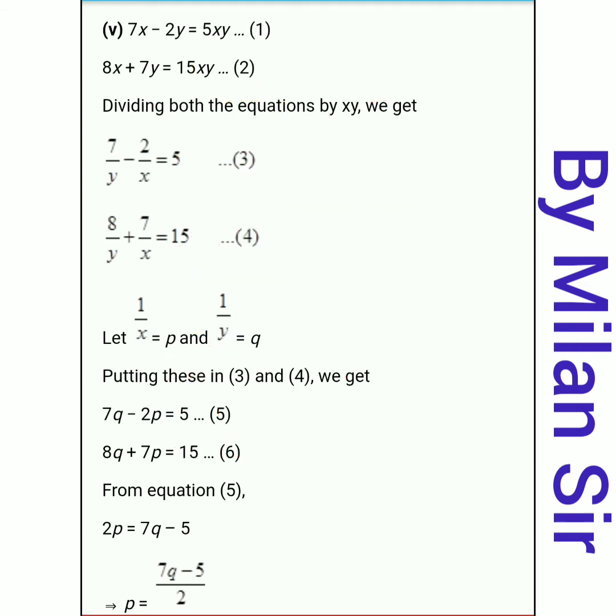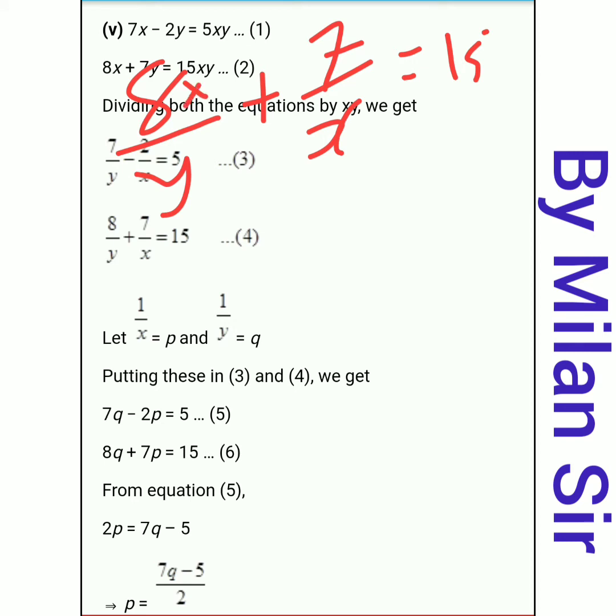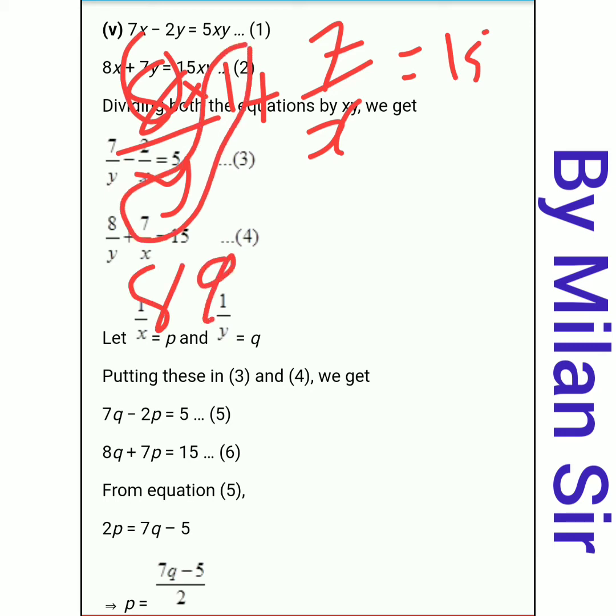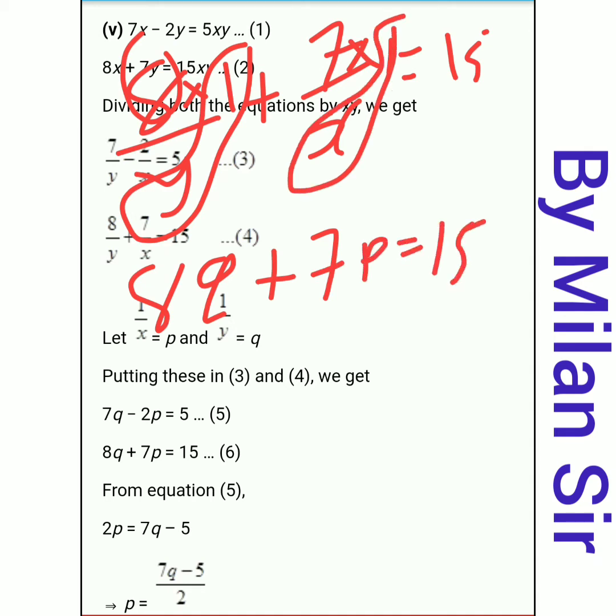Okay. Then the second equation, equation number 4, 8 upon y plus 7 upon x is equal to 15. Here multiply 1. Okay. So 8 as it is, 1 upon y it is q, plus 7 as it is, multiply 1, 1 upon x it is p, is equal to 15. Okay. So 8q plus 7p is equal to 15. This is our equation number 6.